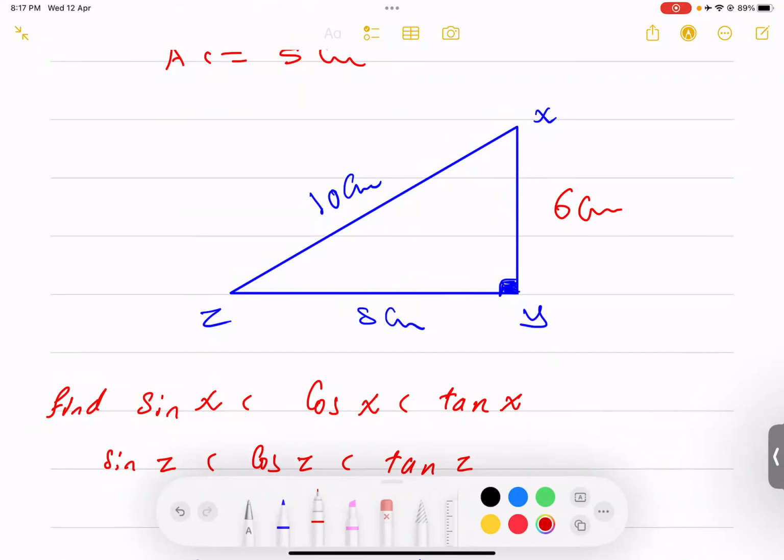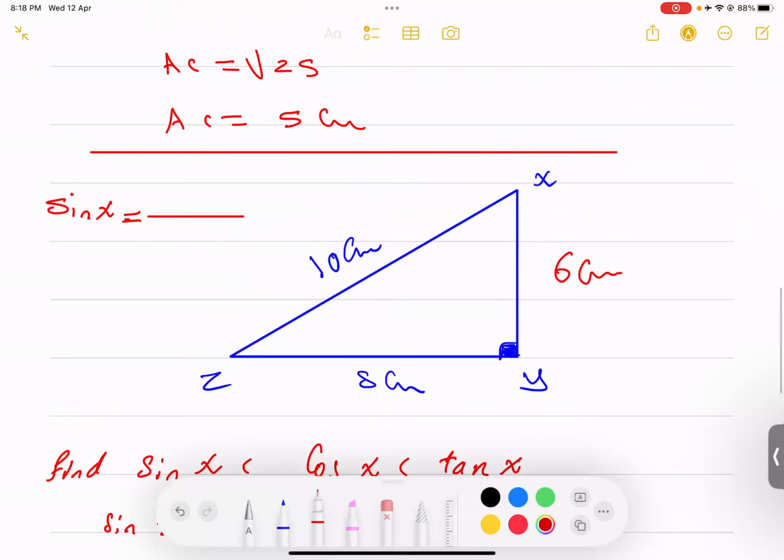I need to get the sine of x, cosine of x, and tan of x. The second thing that we will do is get the missing side of z. So let me try to write over there. Sine of x. Could you show me? Sine x. 6 centimeter. Just wait. Could you tell me the rule?